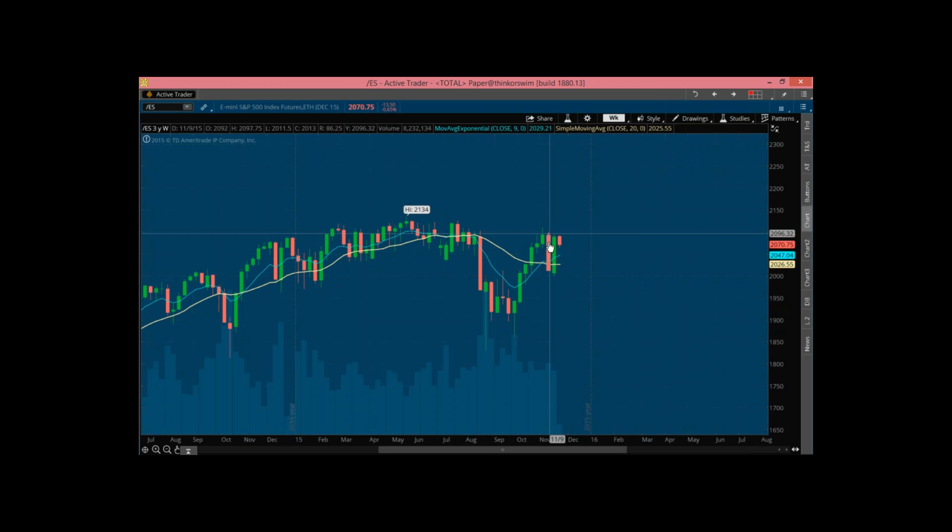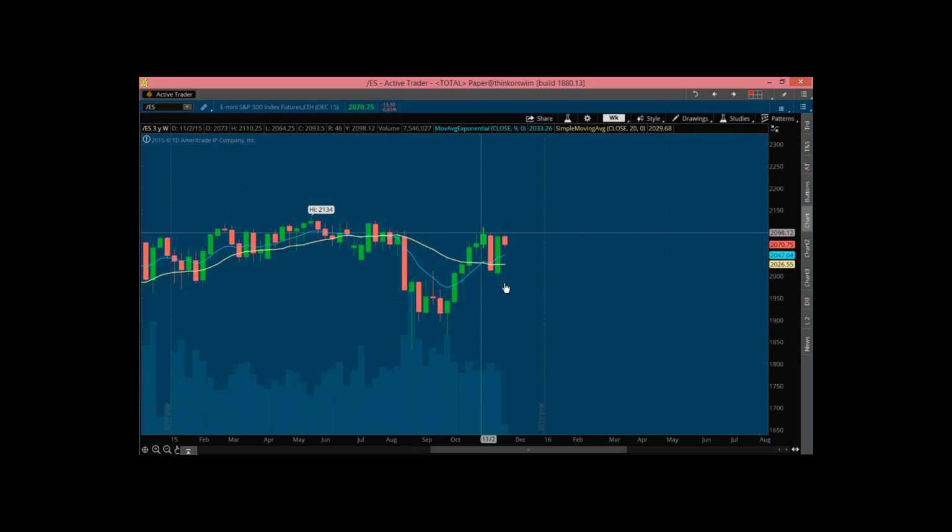We do have this possible cup and handle, but this cup and handle is on a weekly, so you have to take it into context in terms of what time frame it is on. But if we do not break below the 1975 area, this cup and handle is still valid. And if we break the right rim here at 2110, we've got a measured move into the 2200s. But it is a weekly, so just have to take it in context there.